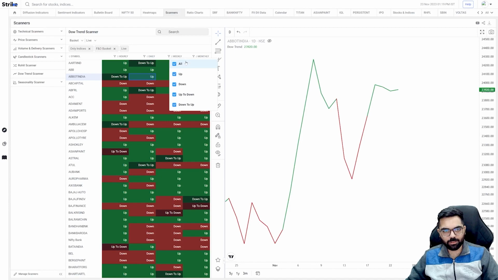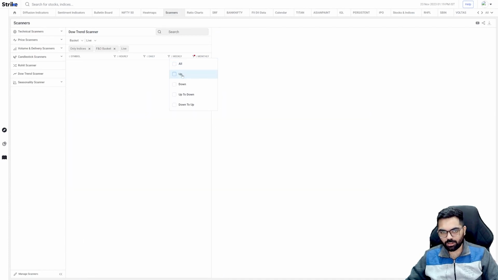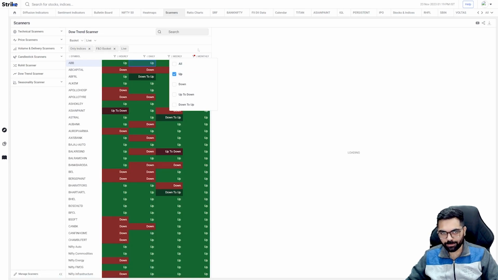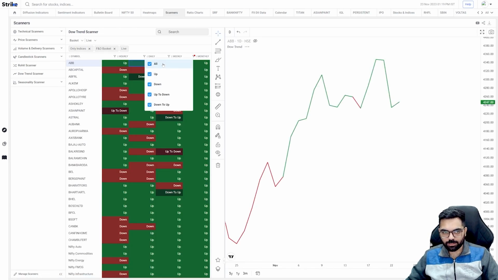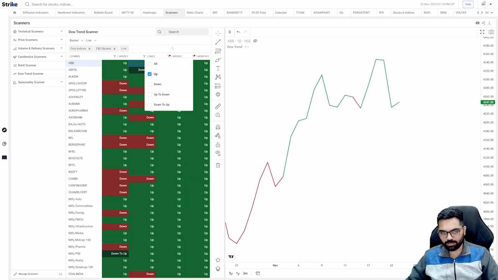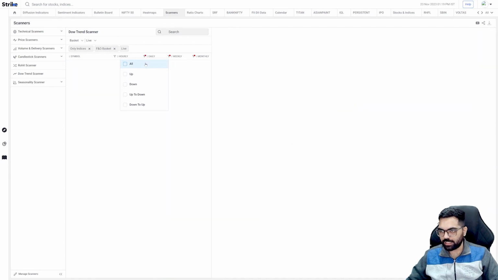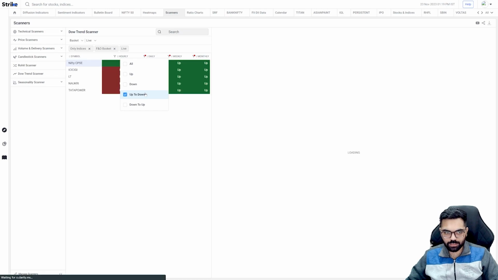That is, if I'm looking for bullish trades, I'm only looking for stocks whose monthly Dow trend is up. So I'll filter here up, and I will also want to see whose weekly Dow trend is also up. So now I am getting the stocks only with weekly and monthly time frame Dow trend up. Now I just want to see reversals. That is, on the shorter time frame, the trend is going to up from down. So it has had a minor dip, but the larger trend was still up. So I'll select down to up.